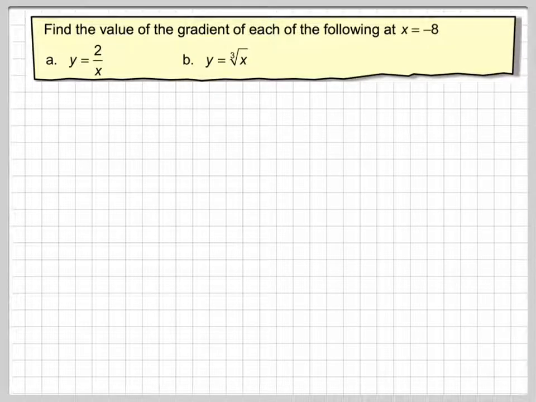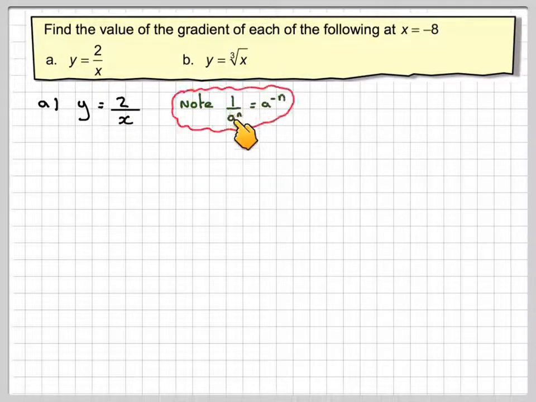Right, in this video we're going to look to find the gradient function of a reciprocal function and a cube root function. So it says find the value of the gradient of each of the following at x is equal to minus 8. So y is equal to 2 over x first of all. So we've got y is equal to 2 over x.